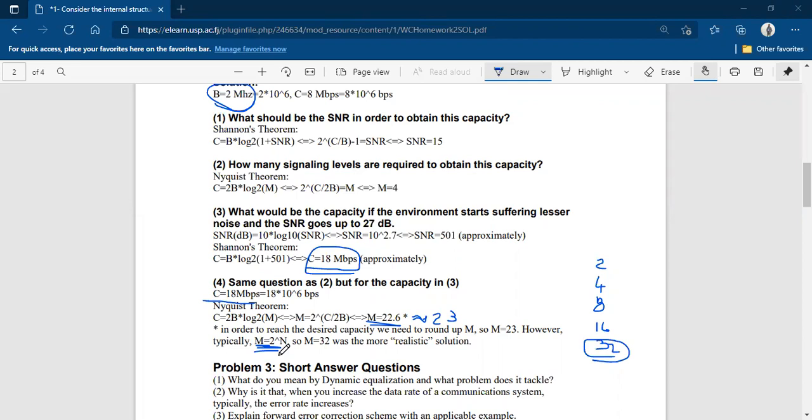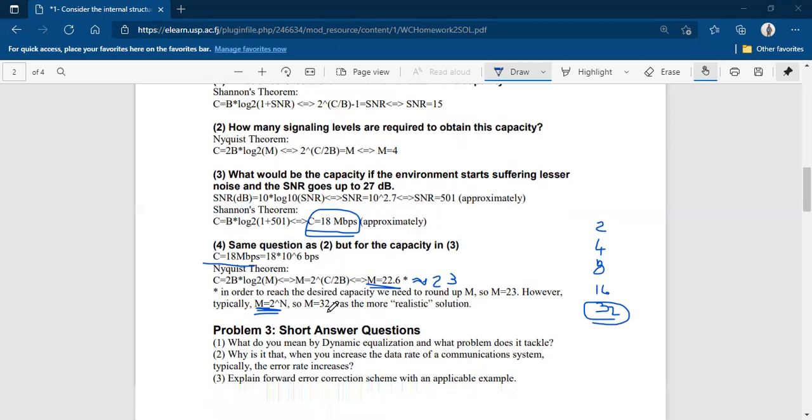So we got 22.6. The number of channels cannot be in decimals. It has to be an integer value, so that is why we round it off. We get 23. And then we know that m cannot be any value. It has to be a value of base 2. So based on that, we find the nearest value of m, which is going to give us 32.